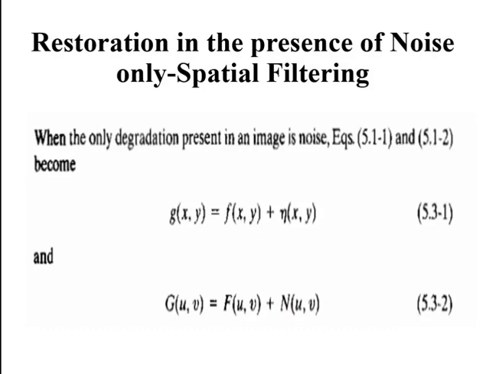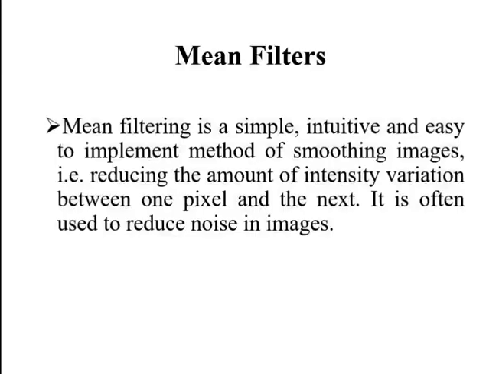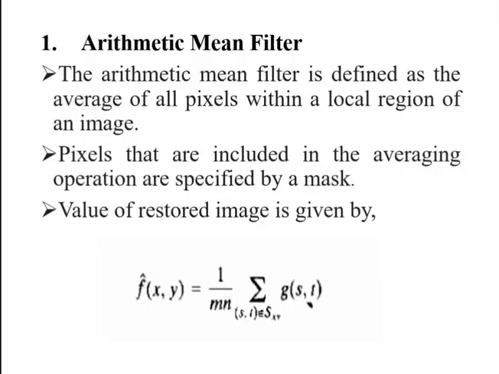The arithmetic mean filter computes the average value of the corrupted image g(x, y) in the area defined by S_xy. The value of the restored image f hat at a point (x, y) is simply the arithmetic mean computed using the pixels in the region defined by S_xy, given by f hat(x, y) = 1/mn times the summation over (s, t) in S_xy of g(s, t).